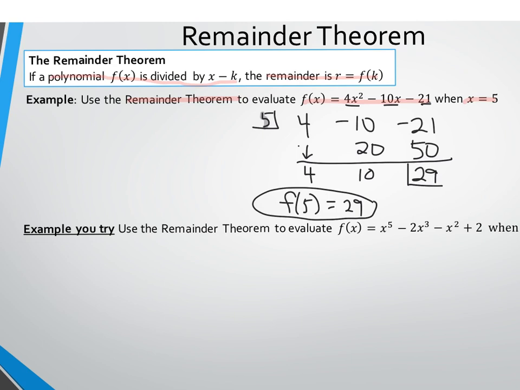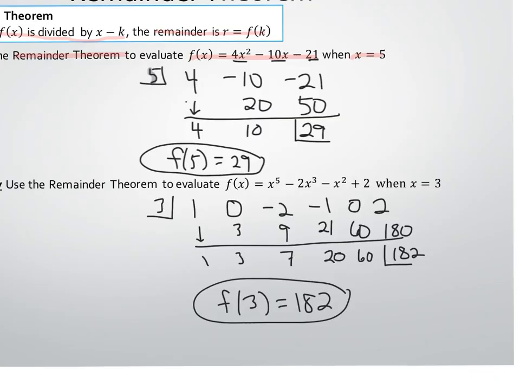Now think to yourself, how can you verify that we actually did this right? Well, what you could do is replace the x's with 5 and simplify, and you should get 29 as well. But remember, on a test, if it says to use the remainder theorem, you have to use that method to figure out the function. Okay, now I want you to try the example you try. Hopefully you found your function evaluated at 3 is 182 using that synthetic division.